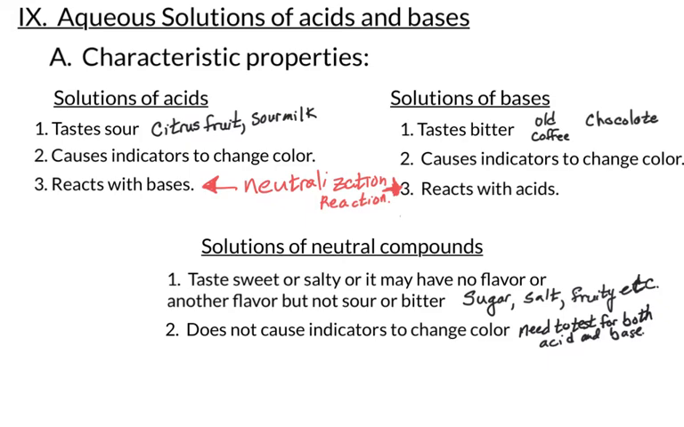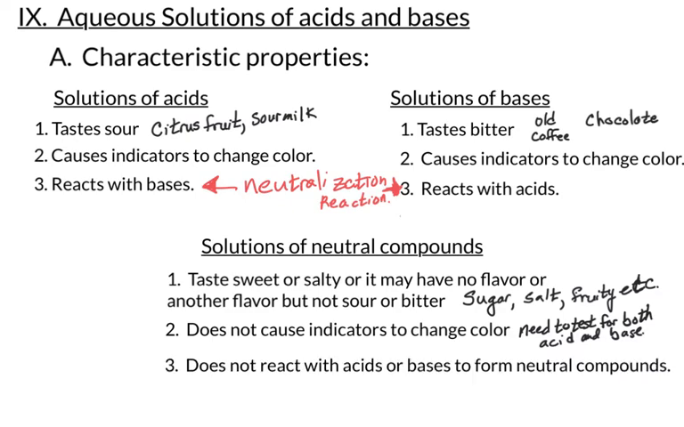We're going to be saying anytime you see an acid and a base together, the first reaction that's possible will be for them to react with each other to form something neutral. And of course, we do not see this reaction for neutral compounds. They do not react with acids and bases to form neutral compounds. They may react with them and do other types of reactions, but they do not do a neutralization reaction with acids and bases.